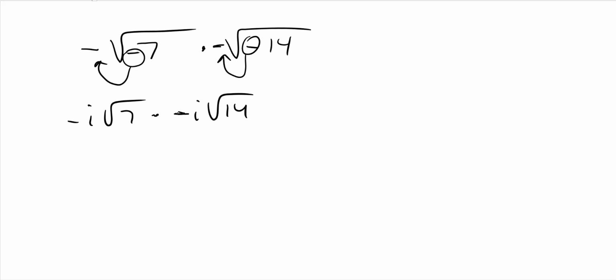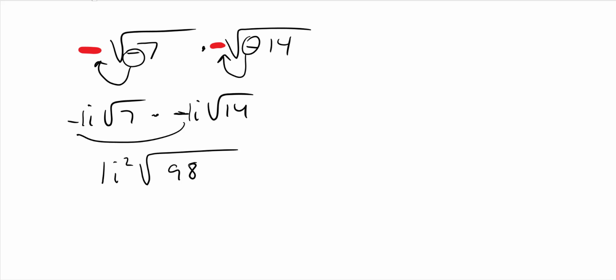Keep the negatives here. These negatives, this negative and this negative, they don't go away. The square root of a negative becomes i. That's what I did. I made it i, but I kept these red negatives because they were part of the problem. So now let's multiply these together. Negative 1 times negative 1 is positive 1. And i times i is i squared. Square root of, if I multiply these together, I get 98. So what's i squared? Negative 1.